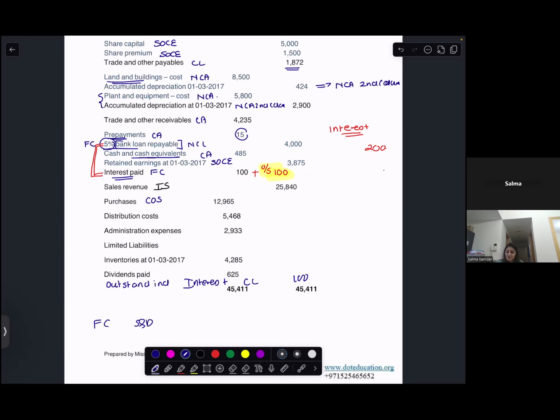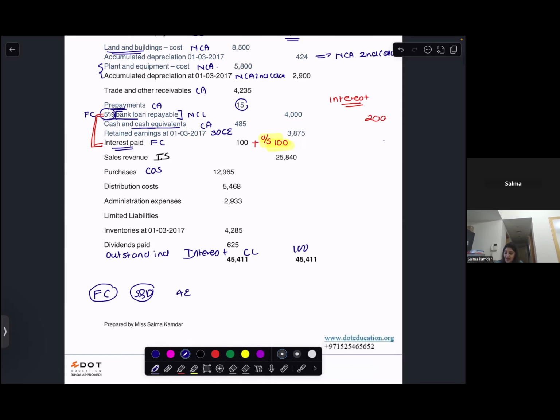FC would be finance costs, S&D would be the selling and distribution expenses, and AE would be administrative expenses. To note over here, depreciation on any assets goes in the administrative expenses unless otherwise mentioned. Are you with me?